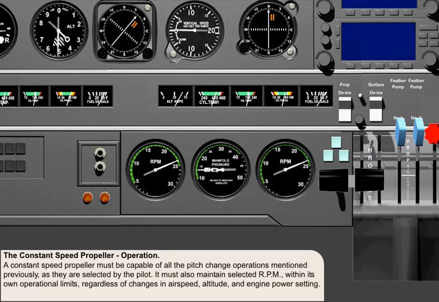A constant speed propeller must be capable of all the pitch change operations mentioned previously, as they are selected by the pilot moving the RPM lever in the cockpit. The system must also be capable of maintaining a selected RPM within its own operational limits, regardless of changes in airspeed, altitude, and engine power setting.